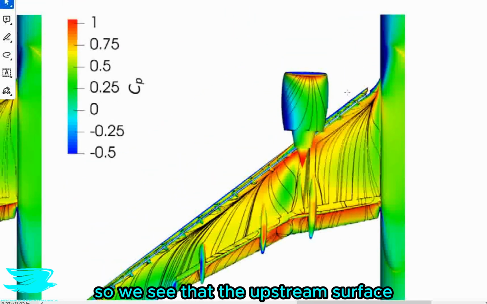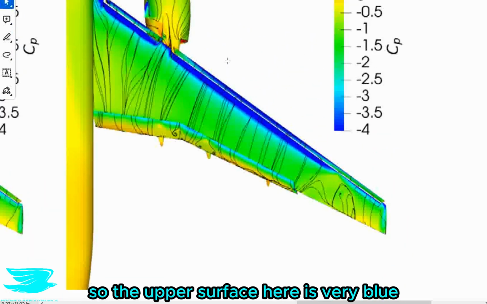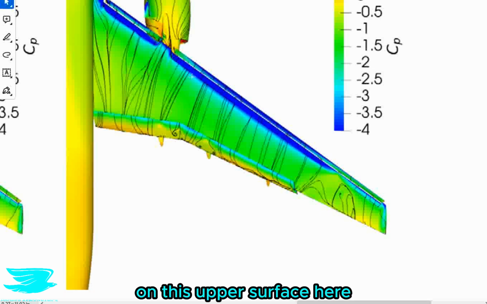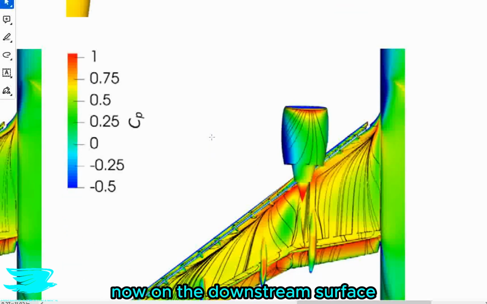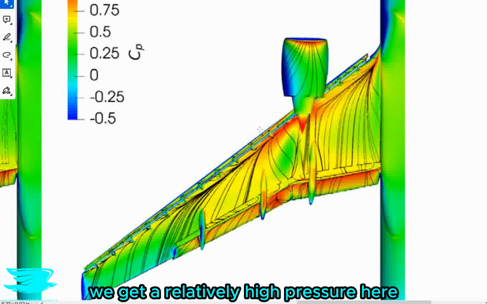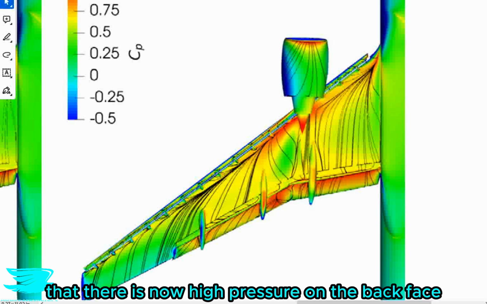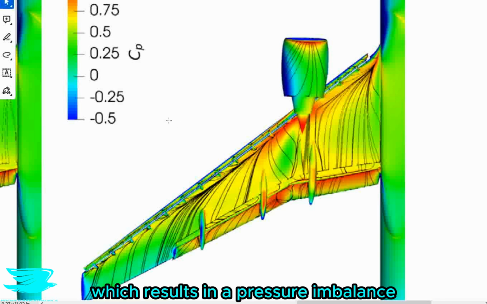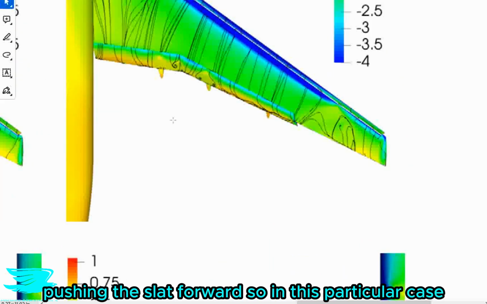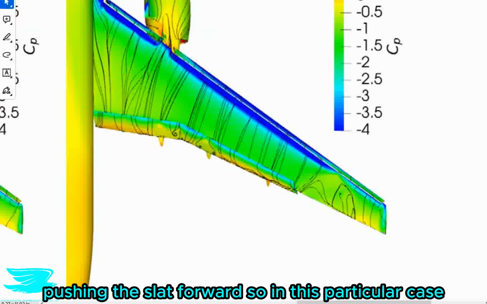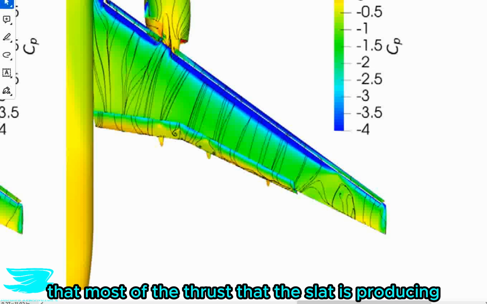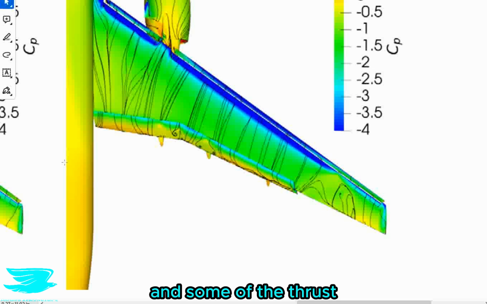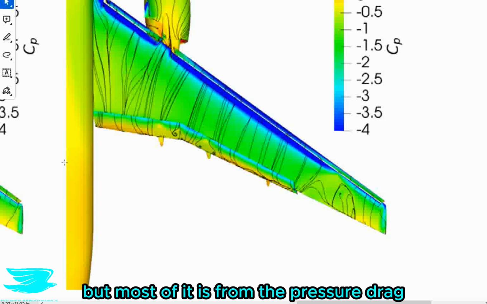So we see that the upstream surface, so the upper surface here, is very blue. That means that we have a very low pressure on this upper surface here. Now on the downstream surface, which is under the wing, we get a relatively high pressure here. That means that there is now high pressure on the back face and low pressure on the front face of this slat, which results in a pressure imbalance pushing the slat forward. So in this particular case, I would say that most of the thrust that the slat is producing is coming from the pressure drag being reversed here locally, and some of the thrust perhaps from the skin friction drag, but most of it from the pressure drag.